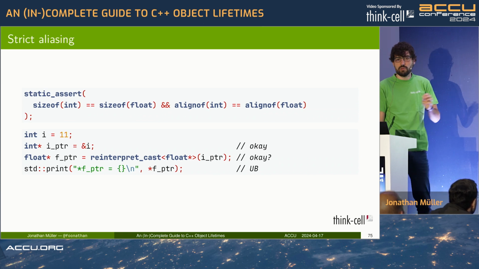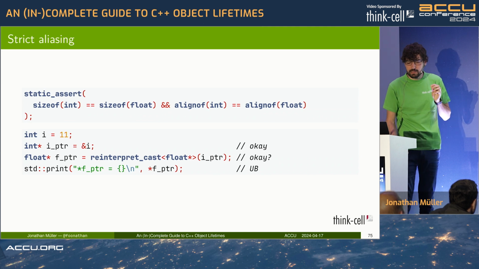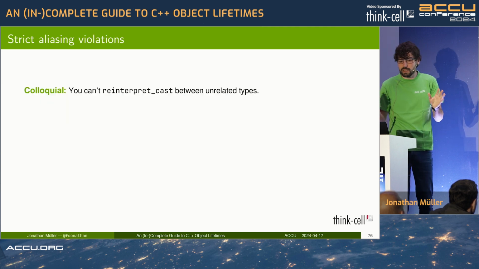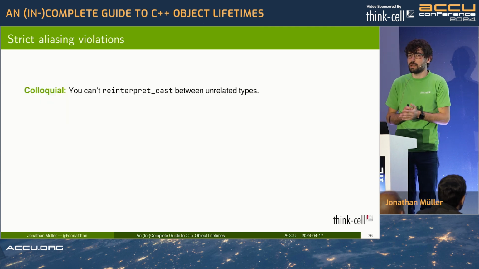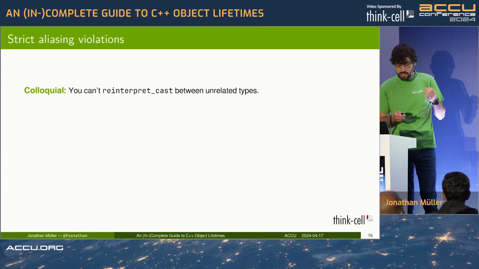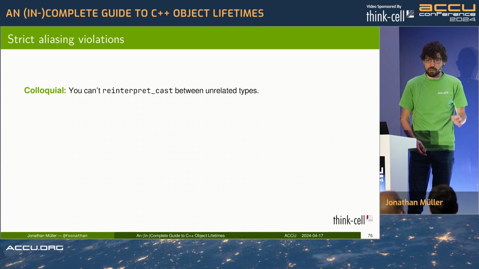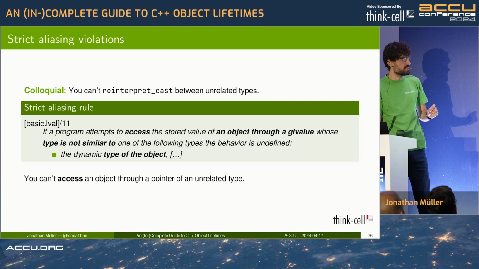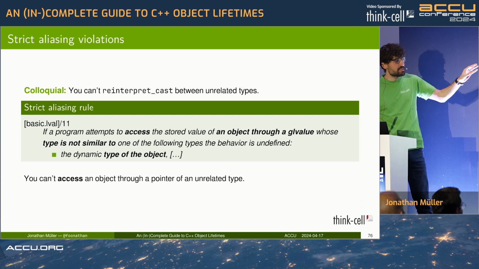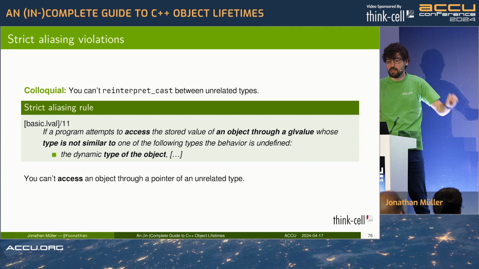And this is something to do with strict aliasing. Colloquially, we'd say that you can't reinterpret cast between unrelated types. But more precisely, this is wrong. We can do the reinterpret cast. What we can't do is the access. So if a program attempts to access an object through an lvalue of a type that is not similar to the type of the object, we have undefined behavior.